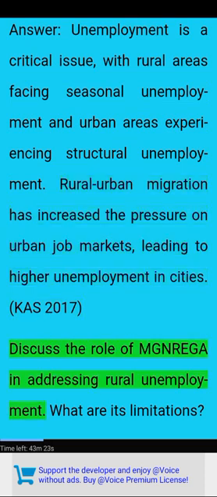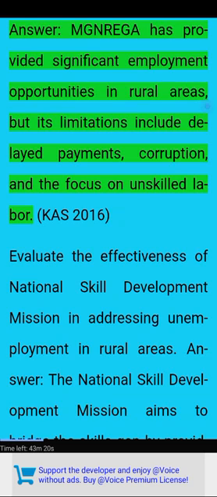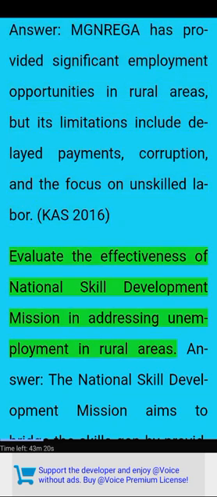CAS 2017. Discuss the role of MGNREGA in addressing rural unemployment. What are its limitations? Answer. MGNREGA has provided significant employment opportunities in rural areas, but its limitations include delayed payments, corruption, and the focus on unskilled labor.